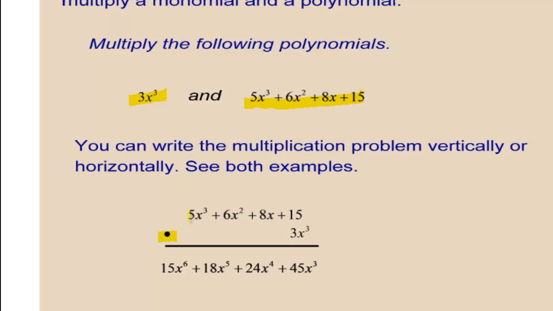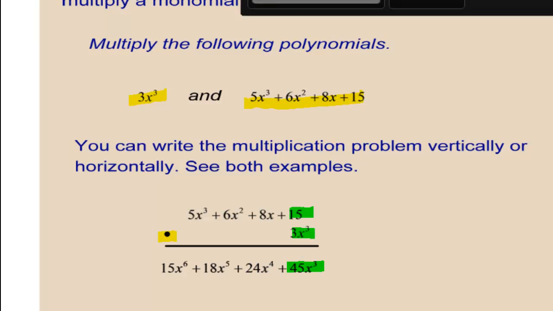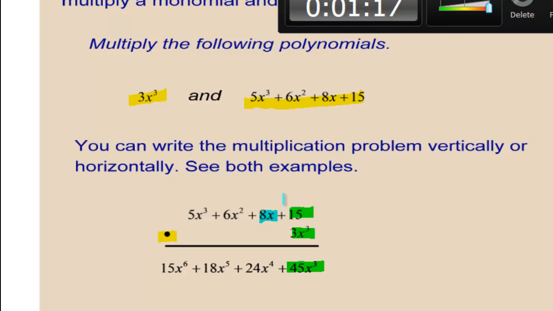So I'm just going to multiply each term in my polynomial times the monomial. So I'm going to multiply 15 times 3x cubed, which is going to give me 45x cubed. Then I'm going to multiply 8x times 3x cubed, which gives me 24x to the fourth. Next, I'm going to multiply 6x squared times 3x cubed, which gives me 18x to the fifth. And last, I'm going to multiply 5x cubed times 3x cubed, which gives me 15x to the sixth.